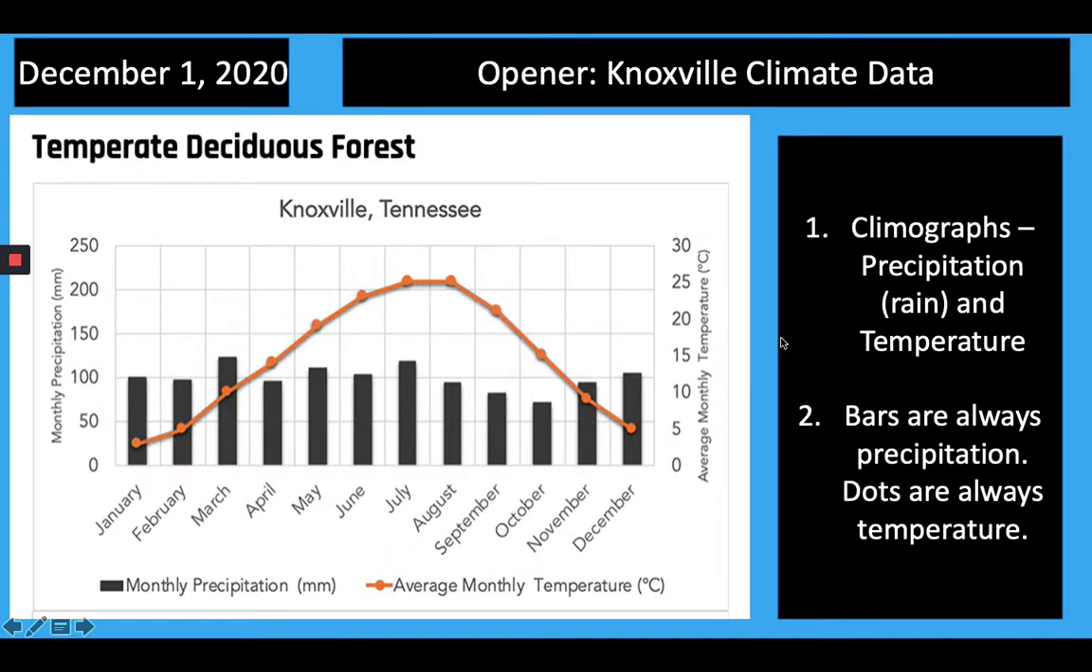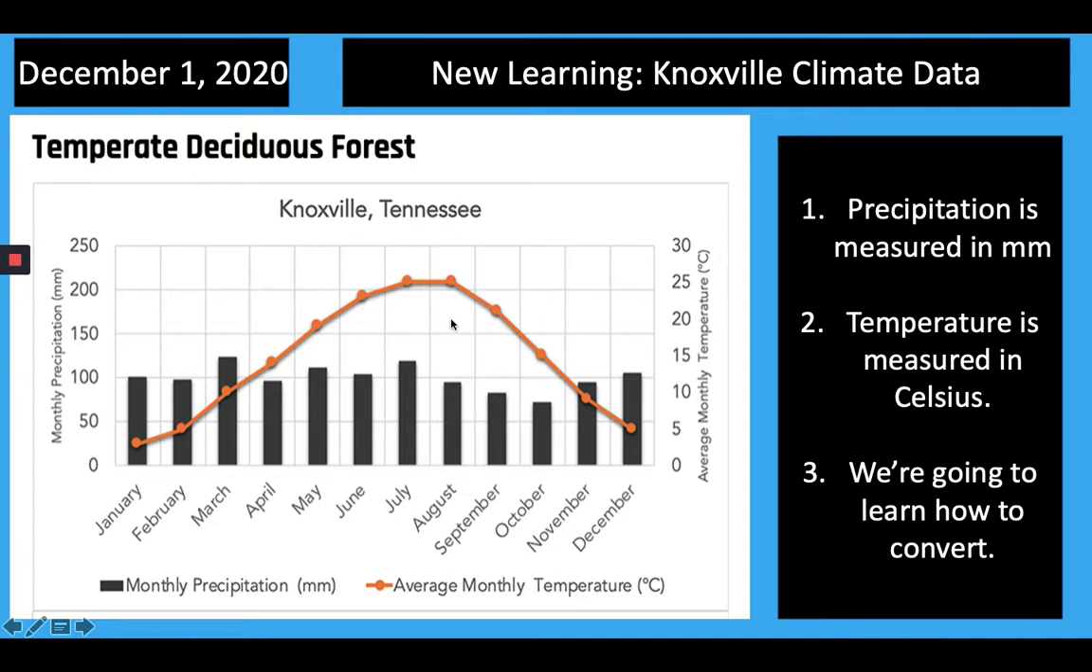So climagraphs show precipitation, which is rain, on this side, and temperature, which is listed on this side. And right down here is the legend. This is your temperature, up and down, in degrees Celsius, and this is your precipitation in millimeters. Bars are always precipitation. In every correctly made climagraph, the bars will be the amount of precipitation and the dots will always be the temperature.